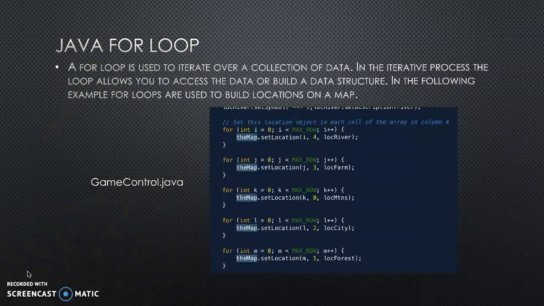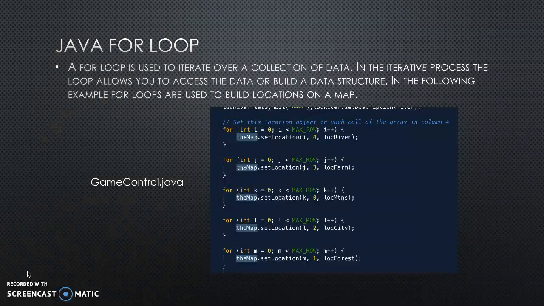Moving on to a for loop. A for loop is basically an iterative process. When you send in a collection of data, the loop will allow you to iterate over that collection, and it will go over each item in that collection. So you can access each item and read information from that data structure, or in the case of an array list, you can add to it or take away from it.